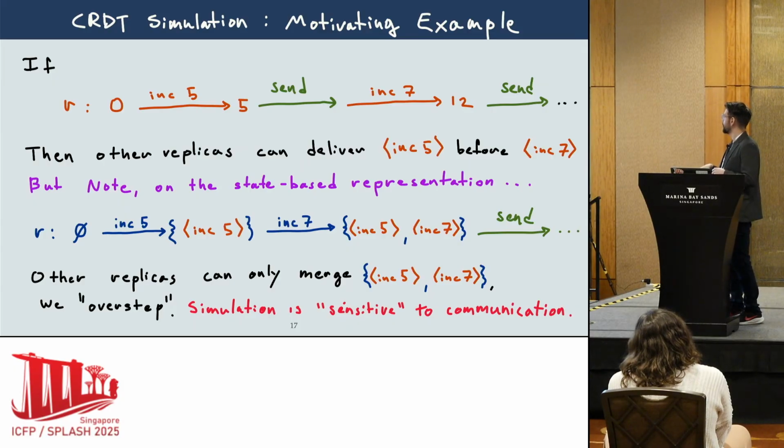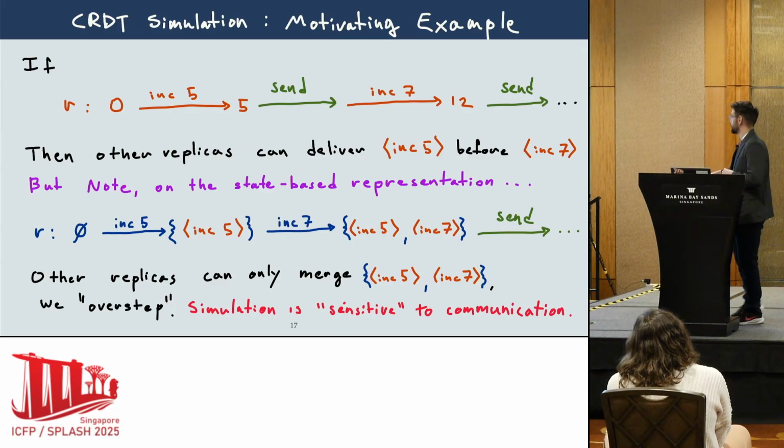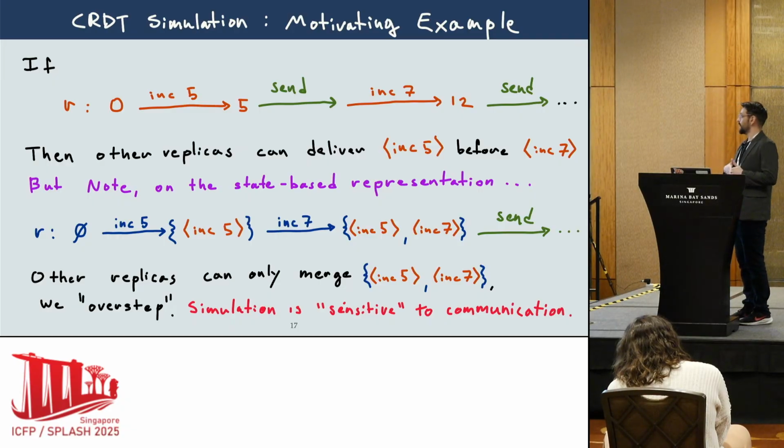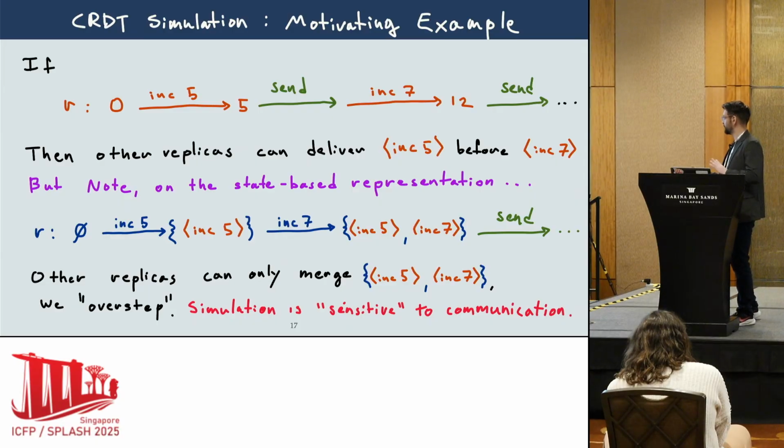But in the state-based representation, we need to be a little careful about how we send state to the other replicas. So for example, if we do increment 5, then increment 7, we can end up with this state that contains two messages. If we then broadcast that, the other replicas can only merge that state, which contains both messages. If we then interpret that into the op-based state, then we somehow jump ahead, right? A replica on the op-based side could show a state of 5, but a replica on the state-based side would only show 12 or more. So in some sense, we have to be a little bit careful about how the communication between replicas works.